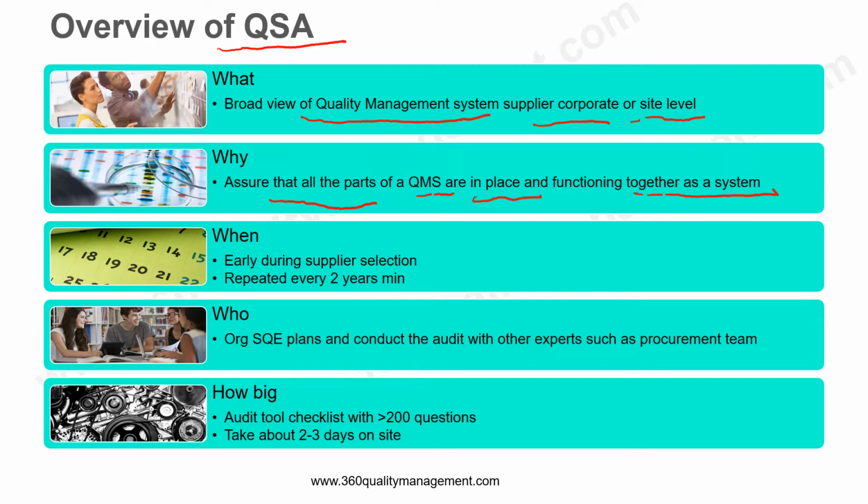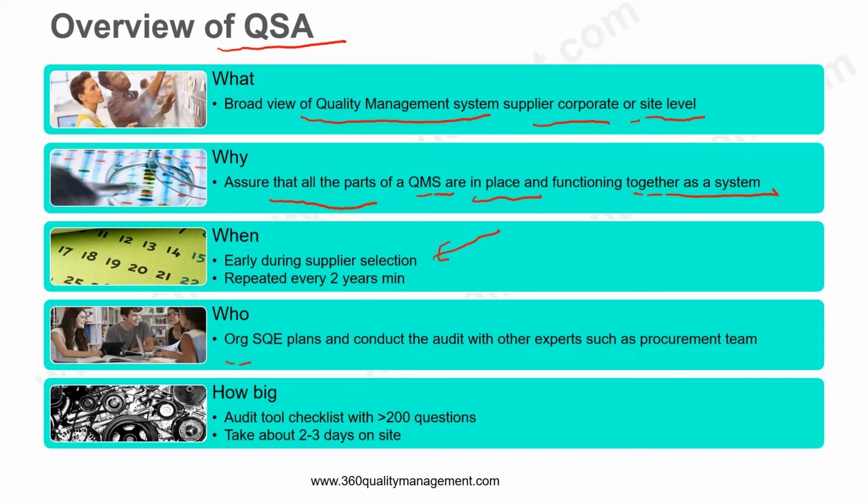And when is the best time to conduct a quality system audit? Of course, it will be when you start to select the suppliers, as part of the supplier selection process that we have gone through in performing the audit. That will be the best time to go through the supplier's quality management system in detail, and it can be repeated every 2 years as a recommendation. You could even do it more often, depending on the supplier's performance.